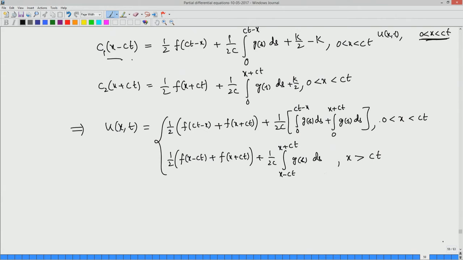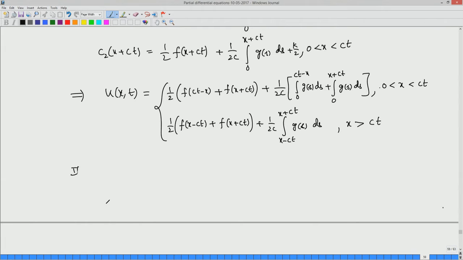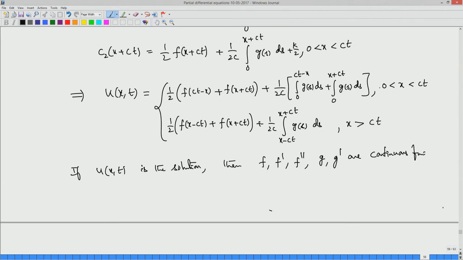So, this is how you constructed your solution when your boundary condition is the free edge boundary condition. Okay, at x equal to 0 the string is like a free end. So, you have the slope is 0. If u of x, t is the solution, because we have a unique solution, then again it has to satisfy the wave equation. So, f is twice differentiable, f dash, f double dash and g, g dash exist and are continuous.